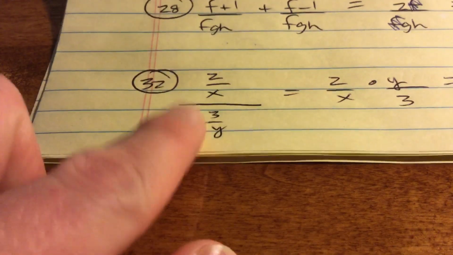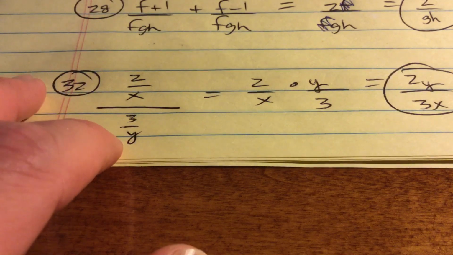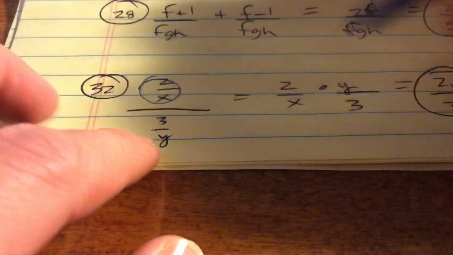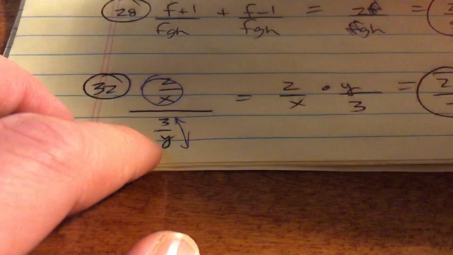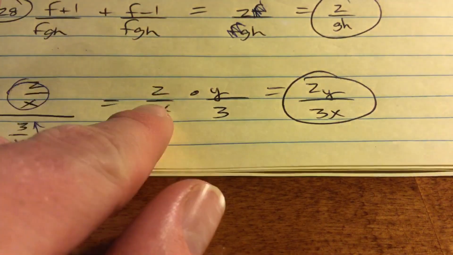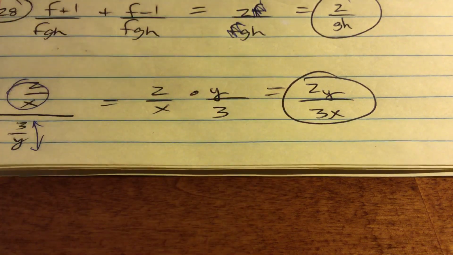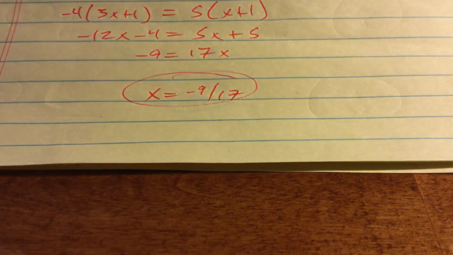On 32, again, I don't divide by a fraction. Instead, I multiply that numerator by the reciprocal of what I'm dividing by. So I'm going to multiply by y over 3. I literally do 2 times y, 2y over 3 times x, 3x. And there we go. And I did go a little out of order here. I just put maybe 2 easier ones from page 7 on here.